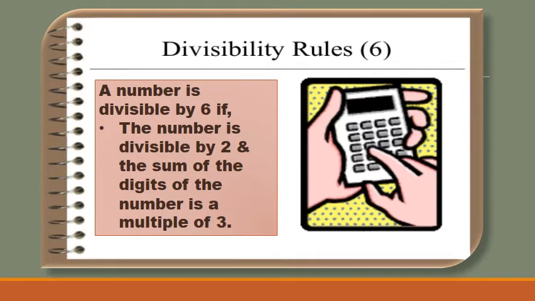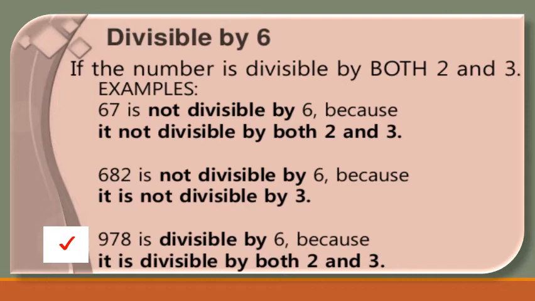Let us now discuss the divisibility rule for 6. A number is divisible by 6 if the number is divisible by 2 and the sum of the digits of the number is a multiple of 3. In other words, if the number is divisible by both 2 and 3, it is divisible by 6 also.